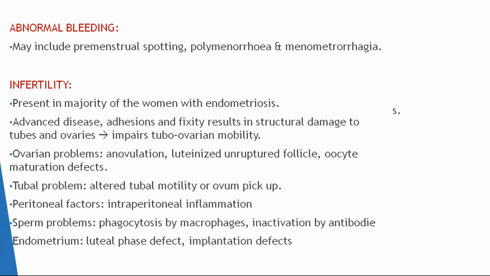Peritoneal factors: there can be intraperitoneal inflammation. Sperm problems: there will be phagocytosis by the macrophages, and there will be inflammation and inactivation by antibodies. And the endometrium: there can be luteal phase defect and implantation defects. So most of the younger population with endometriosis present with infertility.